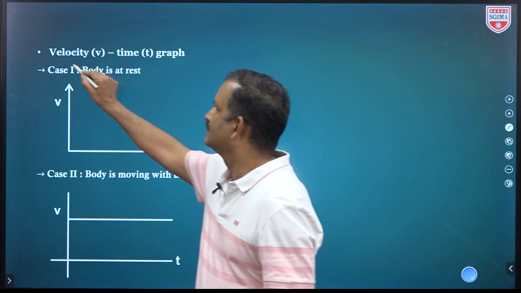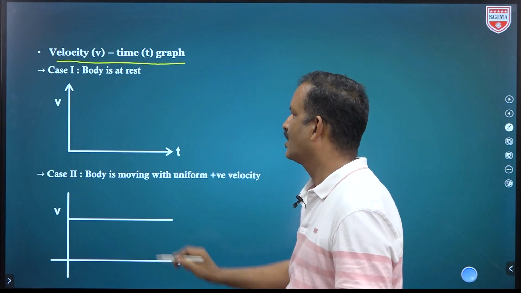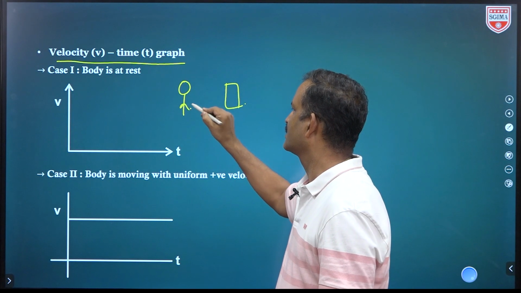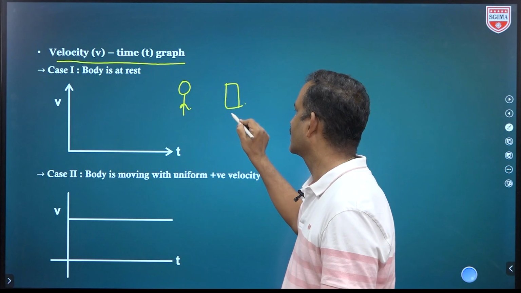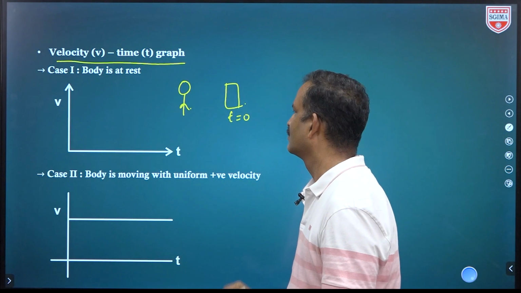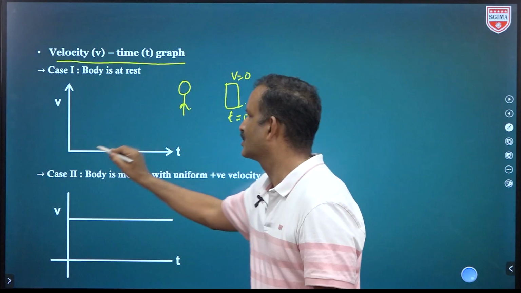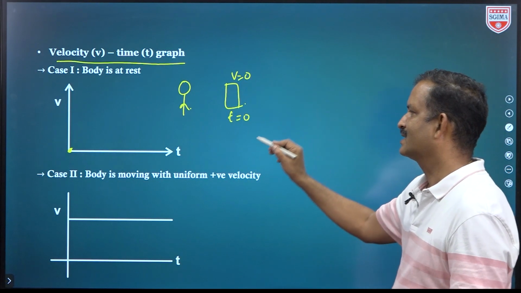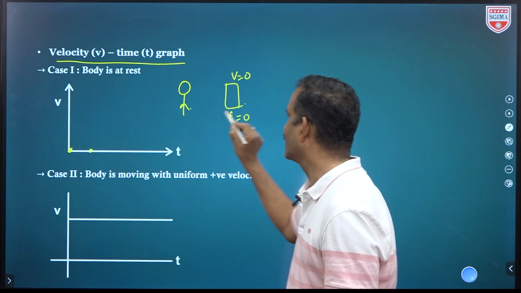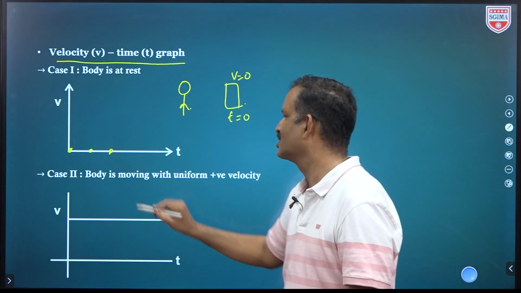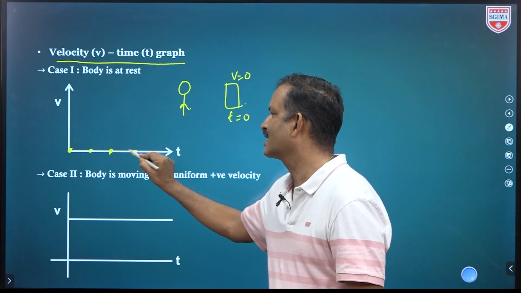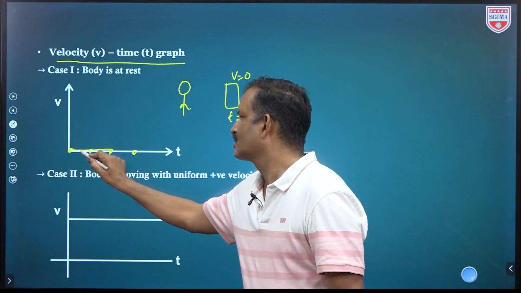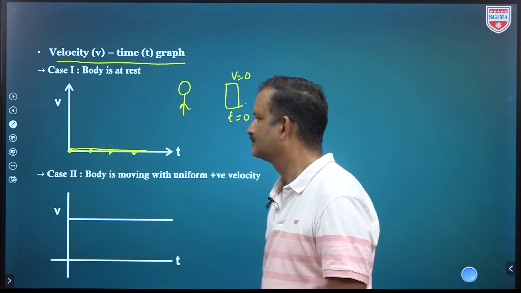Velocity time graph. The body is at rest. This is the point of observation, the body is at rest. At t equal to 0, body velocity is 0. At t equal to 1 second, body velocity is 0. At t equal to 2 seconds, body velocity is 0. At t equal to 5 seconds, body velocity is 0. The body is at rest. So the graph comes in this way.